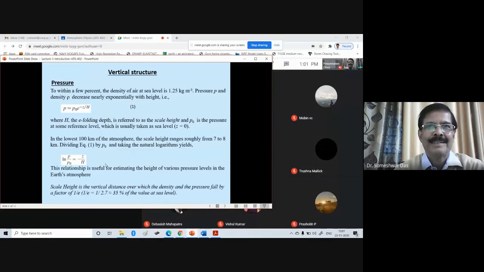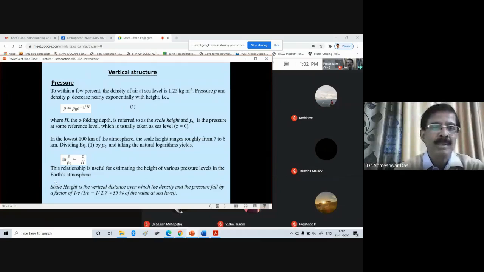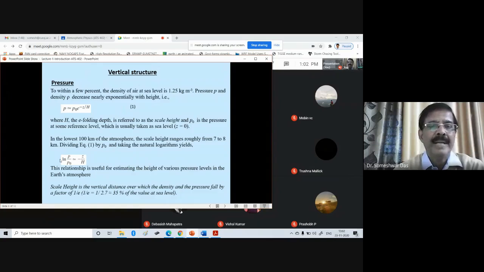That is using something like this relationship, okay? The height of the isobaric surface, you can calculate from this relationship, or pressure at any altitude. Let us say we want to calculate the pressure at 10 kilometer height above the Earth's surface. We can use this relationship to calculate the pressure, okay?